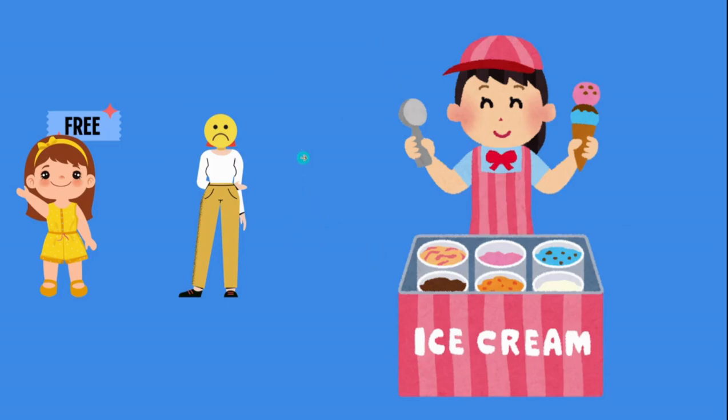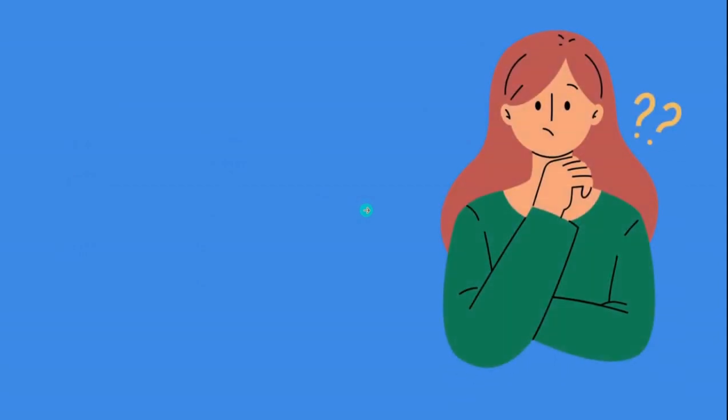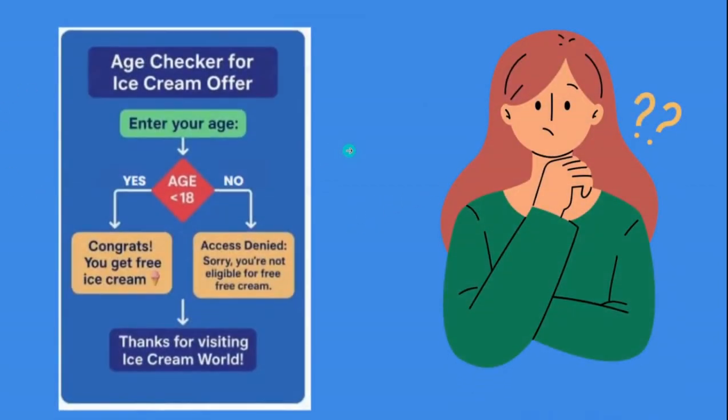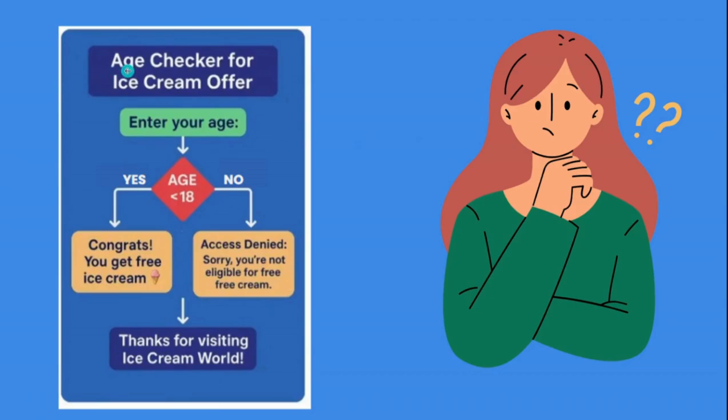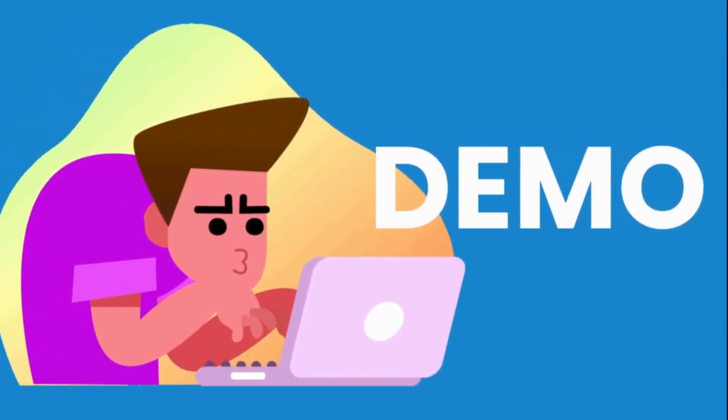To implement this business use case inside Python, we have to go with the raise statement. We'll have this age checker for the ice cream offer code, where we are going to take age from the user, and if the age is less than 18, it will give the message: congrats, you get free ice cream. If your age is not less than 18, if you're greater than 18, then the message will come: access denied, sorry, you're not eligible for free ice cream. In both of these cases, we are going to send the message: thanks for visiting ice cream world. Now let's go to the demo part and implement the same use case.